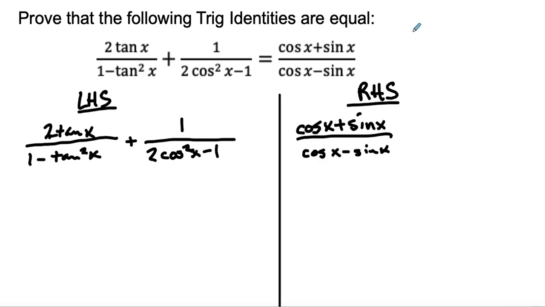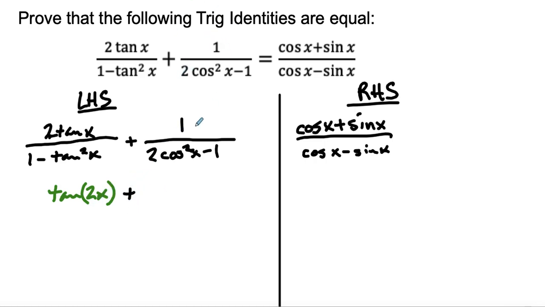So that one is that, well, it just equals tangent of 2x. Okay, so there's the double angle identity. So 2 tangent x divided by 1 minus tangent squared x is equal to tangent of 2x. All right, so that's one of them.